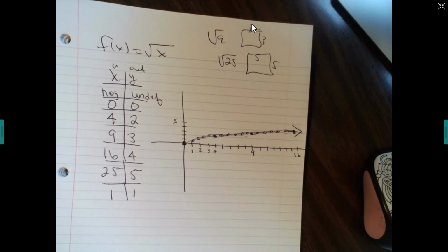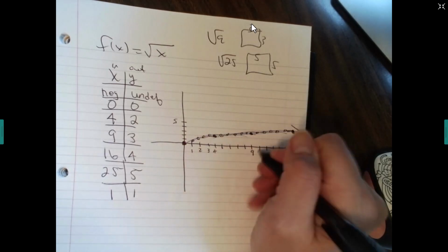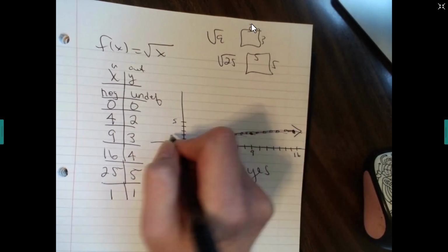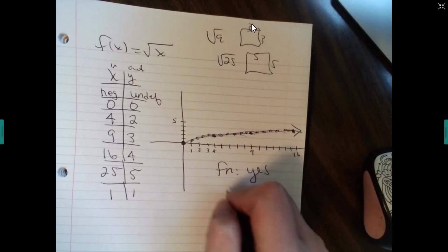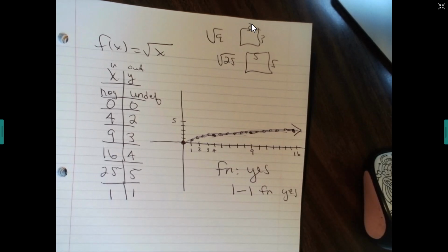Okay. All right. So now, does it pass the vertical line test? Yes. So this is definitely a function. Does it pass the horizontal line test? Yes. So this is a one-to-one function. Okay, that's even more special. All right, so then what else do we want to talk about?